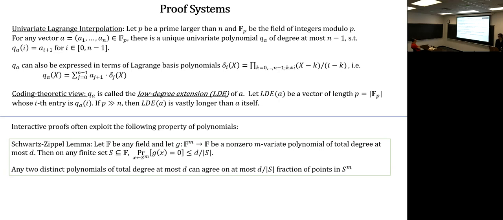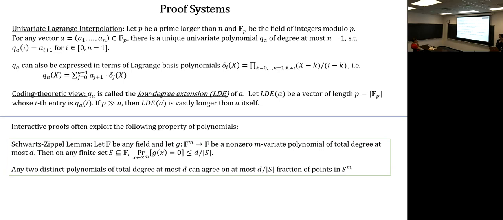Let LDE of A be a vector of length p, which is the cardinality of Fp, whose ith entry is defined as qA(i). If p is much larger than n, then the low degree extension is vastly longer than A itself.